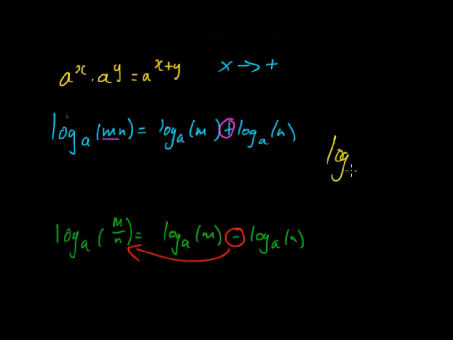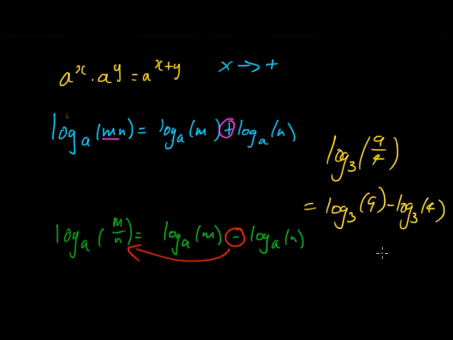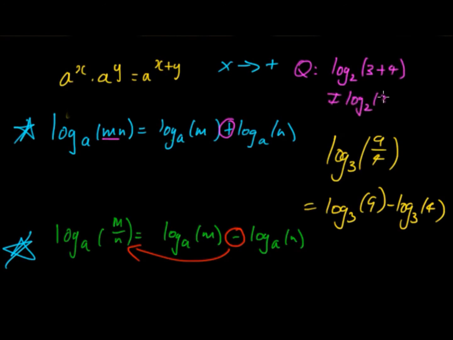And you can go either way for these equations. So such as if you had log to the 3 of 9 on 4, this is equal to log to the 3 of 9 minus log to the 3 of 4. Now it's really important that you know these two equations to be able to use them. So have a look, make sure you know them, and just be careful if you have a question such as log to the 2 of 3 plus 4, then this is not equal to log to the 2 of 3 times log to the 2 of 4. And you can see the difference here is multiplying, here is dividing.